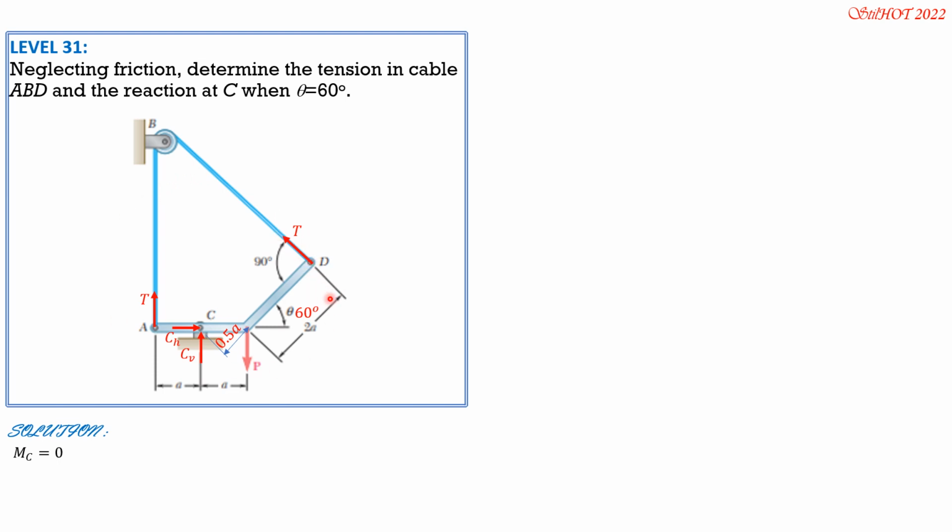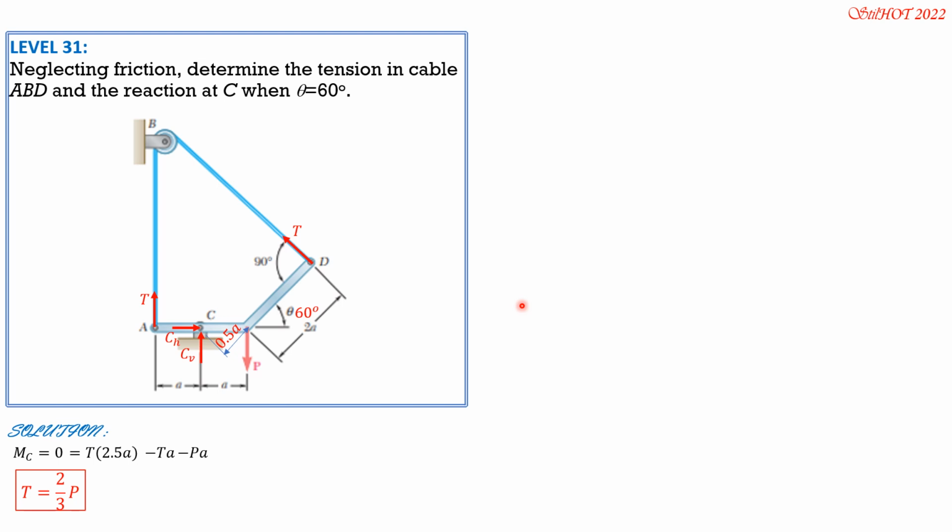So T times 2A plus 0.5A, so T times 2.5A, then minus T times A minus P times A equals 0. If we cancel out A, then we have 1.5 T minus P equals 0. So that means T is P over 1.5, or T is 2/3 of P.